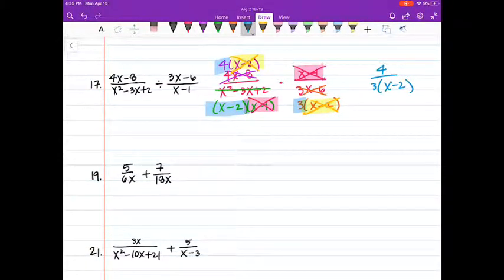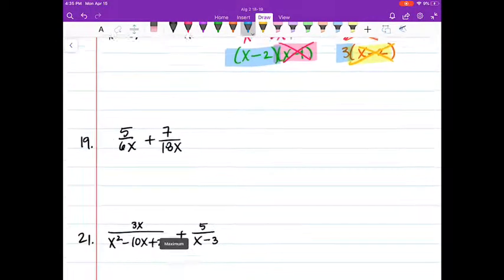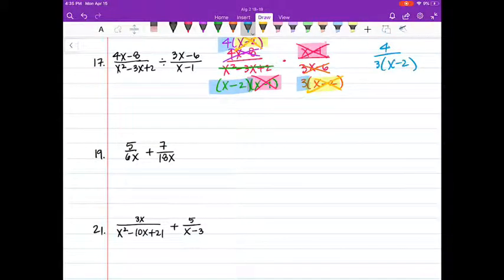Now, number 19, we start adding our rational expressions. When that's the case, we need to think about a least common denominator, an LCD. Our least common denominator involves all pieces from all denominators. So I've got a 6x and I've got an 18x. Well, I know I'm going to have an x. And then I've got a 6 and an 18. The LCD, if I had 1 over 6 plus 1 over 18, would just be 18.